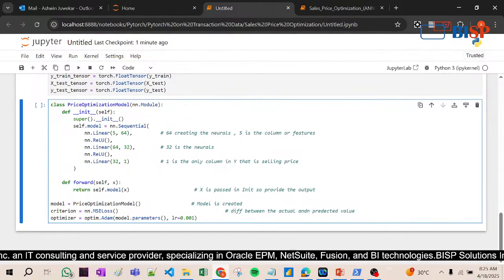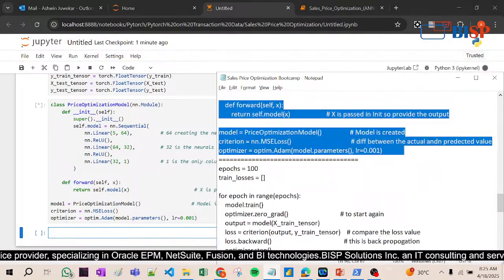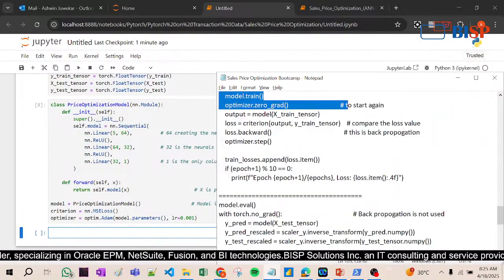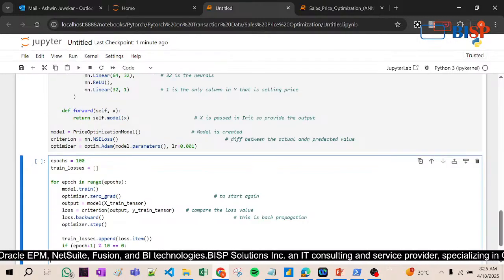So now let's enter, and now I will, just a second. Now our next step is our very favorite step, that is epochs, running the epochs. Now look at this, epochs means 100 times, it's a repetition, 100 times repetition. That means we are training the model. This is called the training step. Now to start again, here you will see optimizer.zero_grad. That means after each repetition we have to start the optimization from the beginning. That is the main reason.